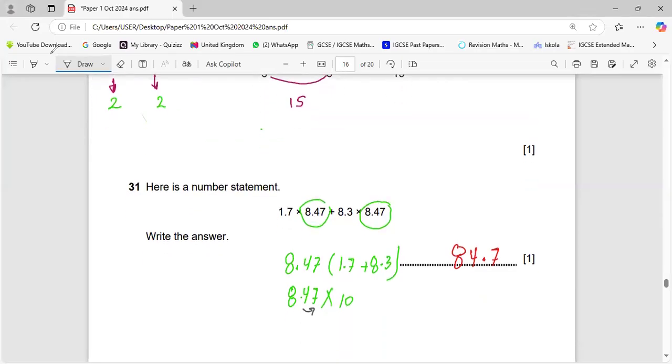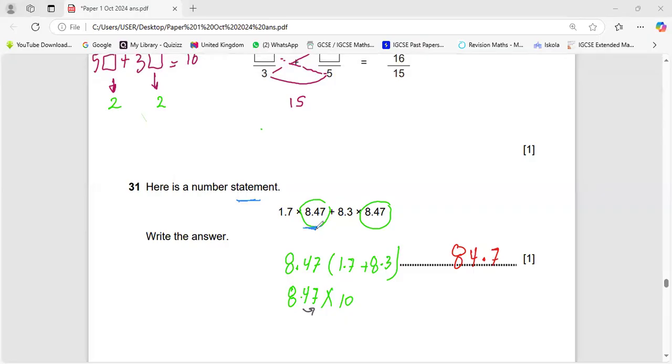We can use the distributive property. You can see that this number is repeated, so I take it as a common factor. We take it from here and here and put it outside. If you add them, you get 10. And again, you multiply by 10. When you multiply by 10, move the decimal point one digit. The answer is going to be 8.4 and so on.